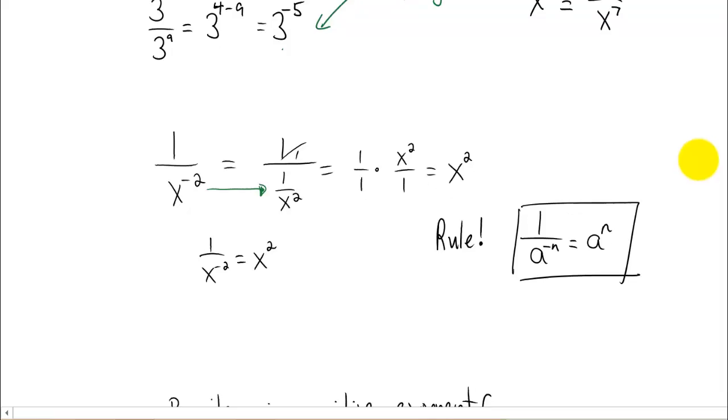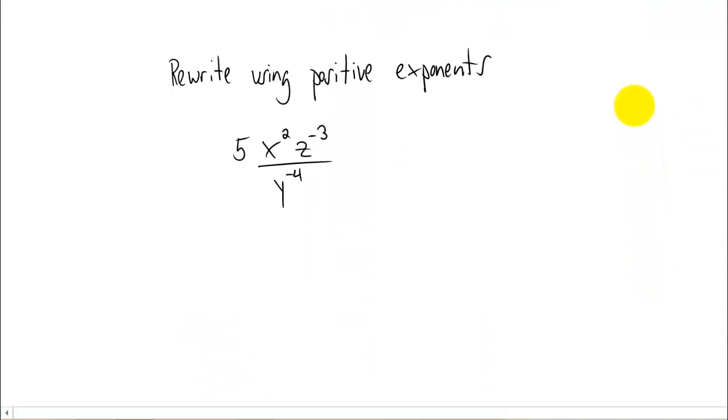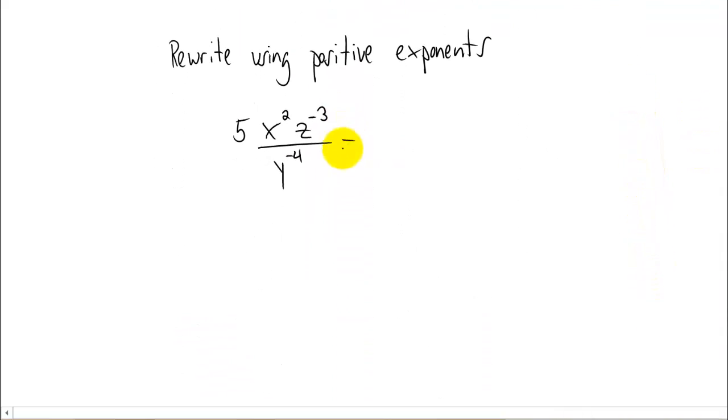Let's use that to do an example. Let's rewrite this expression using only positive exponents. What that means is anywhere you see a negative exponent, what you're going to do is use those previous two rules we learned to get rid of that negative exponent. Let's start. So this 5 is in the numerator. This x squared is in the numerator with a positive exponent, so we're going to leave that. However, this z to the negative 3, that's a negative exponent. What we learned is that we can take that little piece, move it to the denominator, and make the exponent positive. So now we have a z cubed in our denominator.